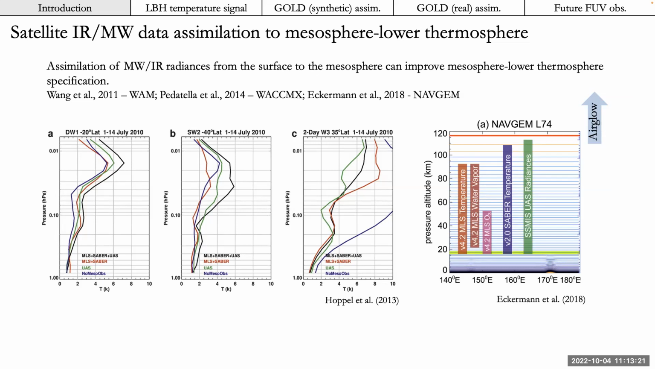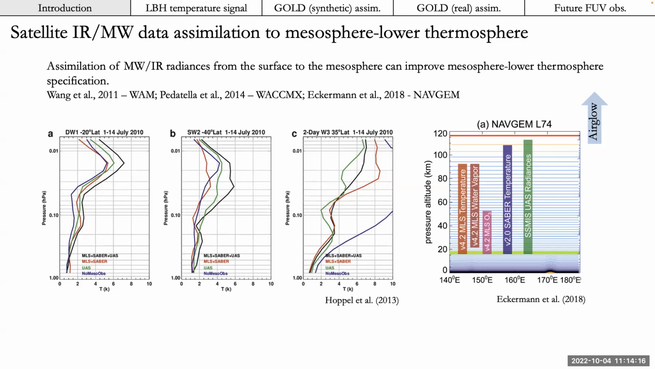The figure on the left highlights this point with results from the Navy's NAVGEM system, showing how the amplitudes of the tidal and planetary waves reaching MLT altitudes are better constrained when assimilating different combinations of observations. In this case, it's SABER, MLS and SSMIS. The figure on the right shows which observations are actually assimilated at what altitudes in this NAVGEM system. You can see that the retrieved temperatures from SABER, as well as the microwave radiances from SSMIS, are assimilated up to about 110 kilometers, which is about the max altitude where you can trust the information content in these observations.